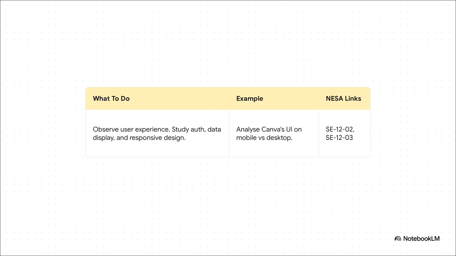In Phase 2, you put on your detective hat. You're now a user experience investigator. You're not just looking at what features an app has, but how they actually work for the user. How do they handle logins? How is data displayed? How does the navigation feel? You need to open up those developer tools and really inspect how they're built. A perfect example is checking out Canvas's interface. See how beautifully it adapts from desktop to mobile? You're learning what good UI/UX feels like.